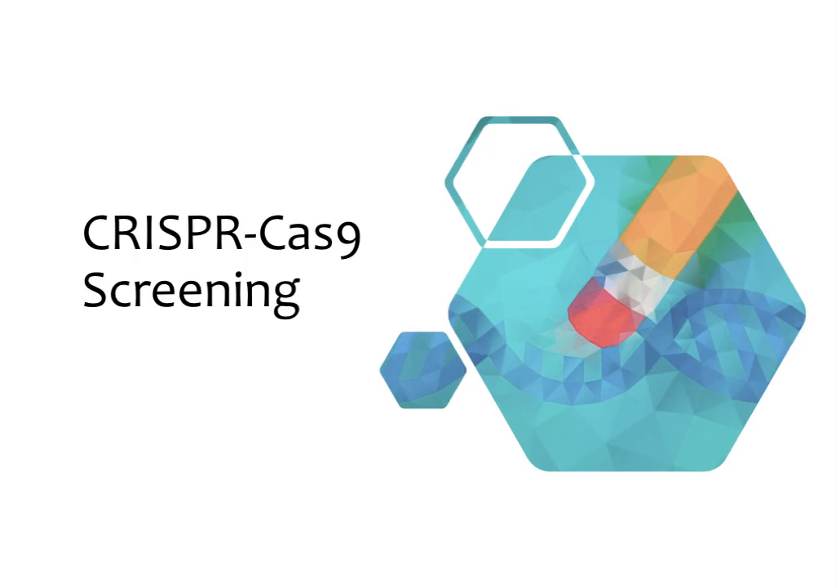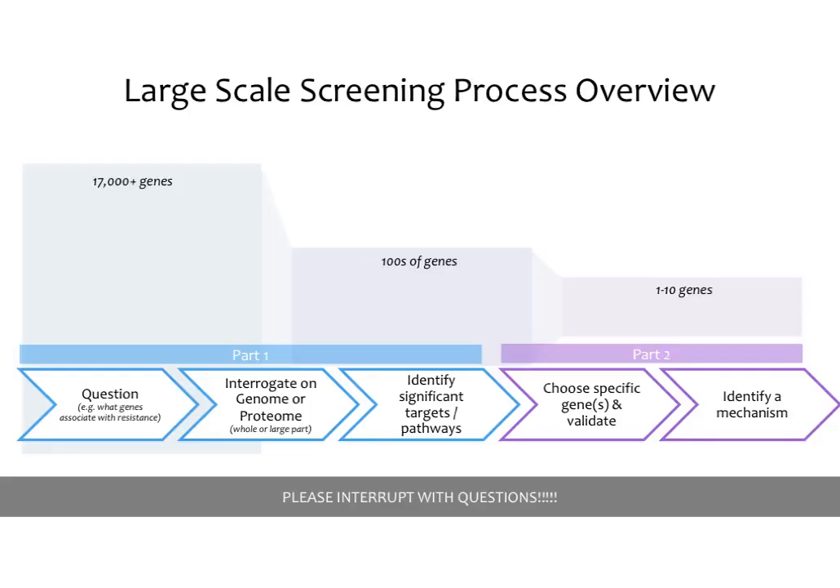In this video, we're going to cover CRISPR-Cas9 screening. To start, I just want to give a quick overview of the general process of any large-scale screening. Usually you're going to start with some sort of question. For example, our question might be, what genes cause resistance to chemotherapy in glioma?